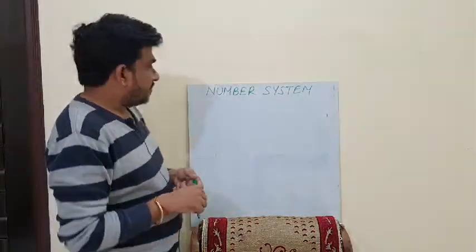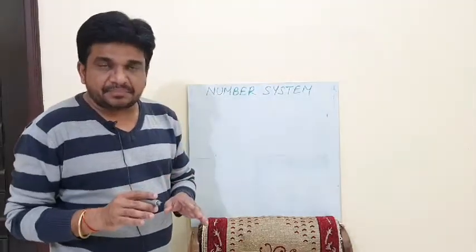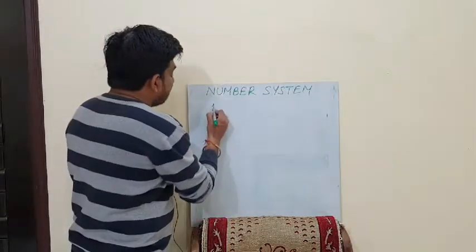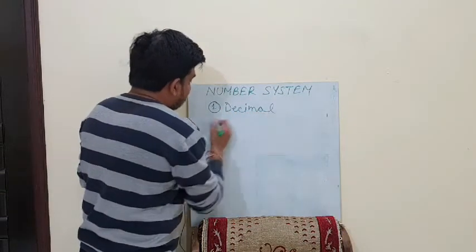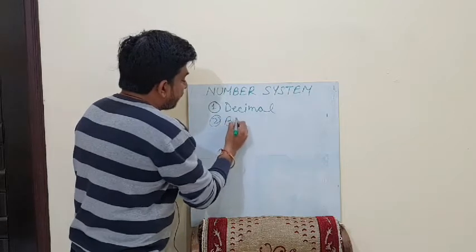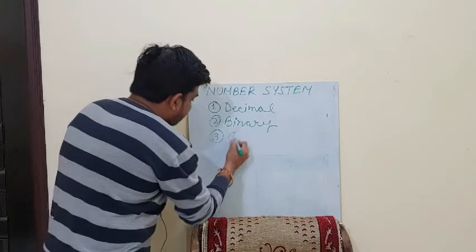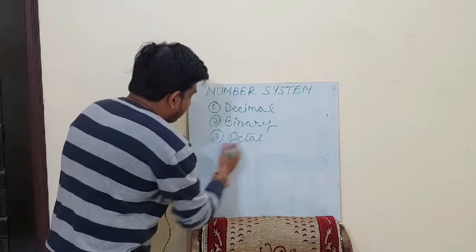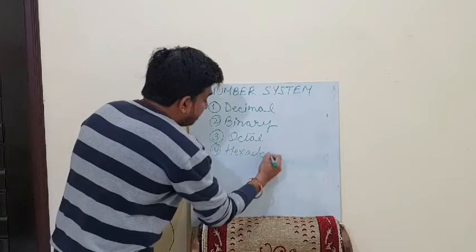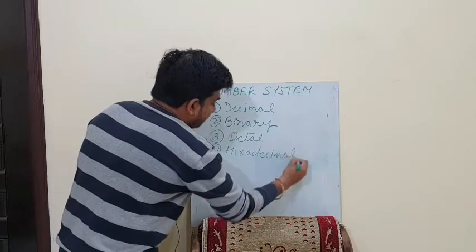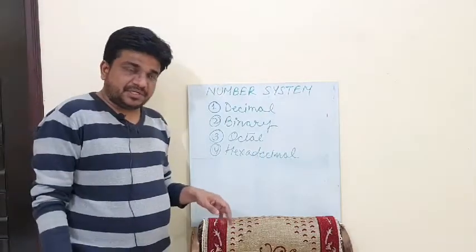Now moving ahead, we have 4 main types of number systems in your syllabus. The first is the decimal number system, the second is the binary number system, the third is the octal number system, and the fourth is the hexadecimal number system. We have these 4 number systems majorly.